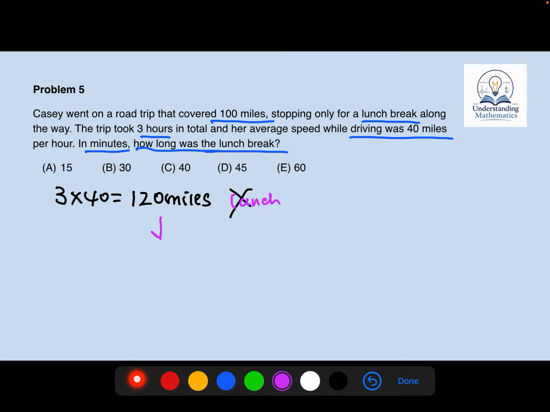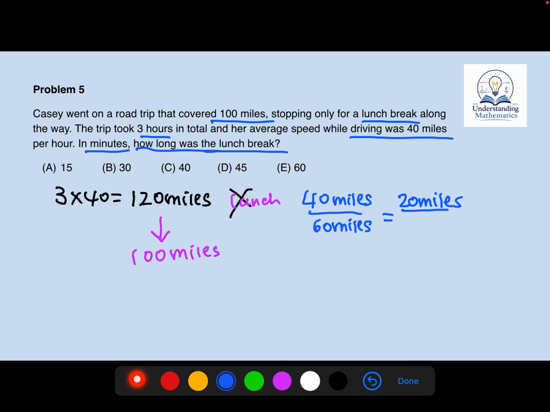But she only drove 100 miles. That means we have to figure out the time when she can drive 20 miles, and then we can get the answer of how long was the lunch break. Since we know driving 40 miles takes 60 minutes, that would be the same ratio, same speed as driving 20 miles, but we have to figure out how long it was, x minutes.